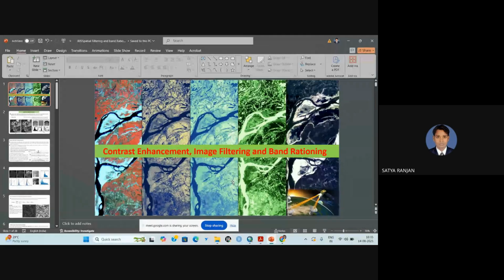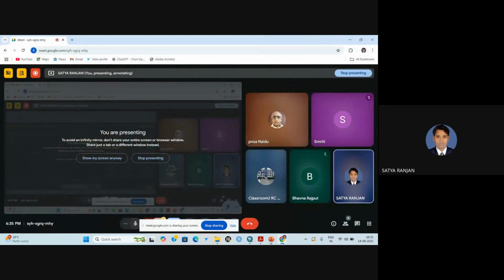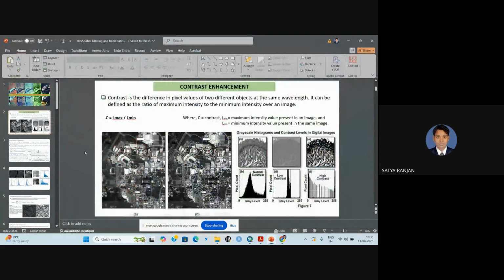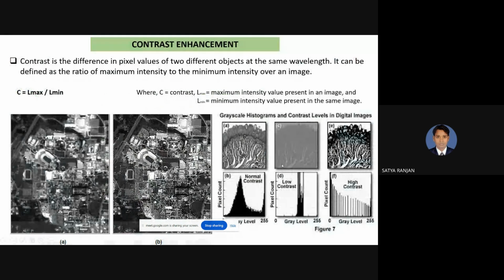So today we will discuss the different contrast enhancement, image filtering, and band ratioing. These are the different techniques of the remote sensing technology. So we'll go through one by one. So the first is the contrast enhancement.